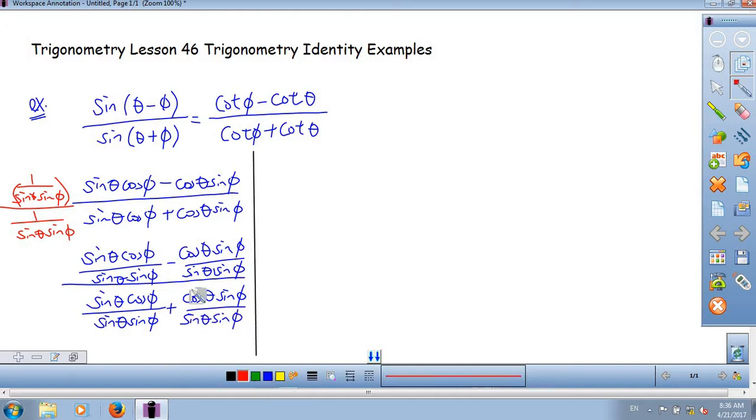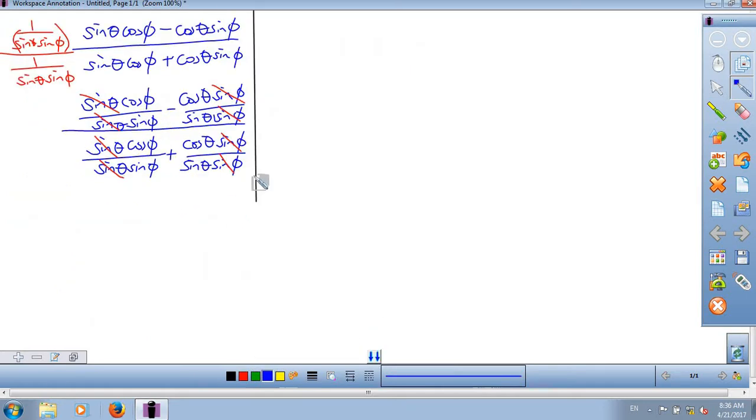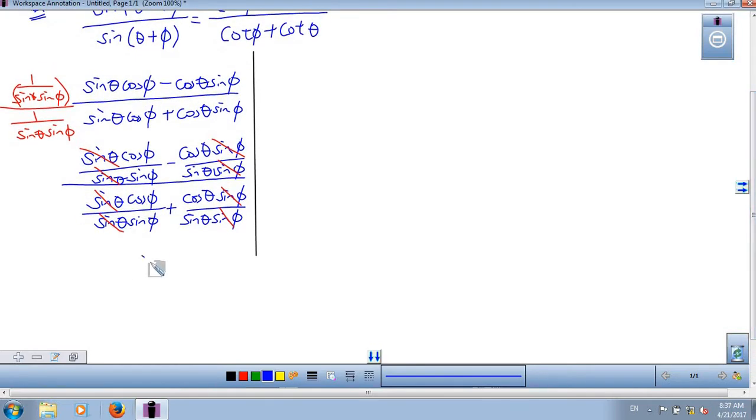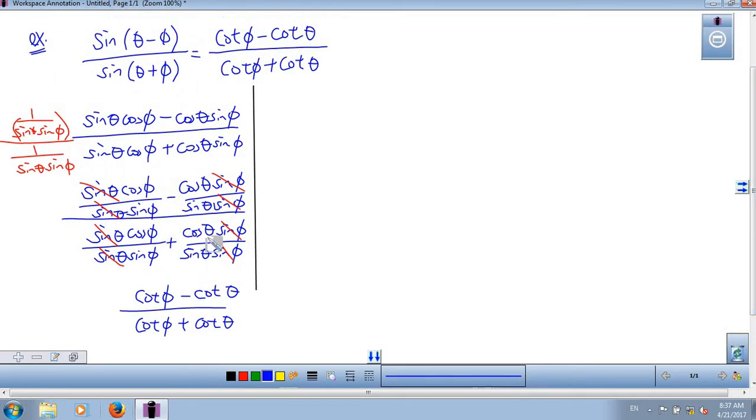Alright, so now we can take a look at what we can cancel out. As you can see, the sine theta here in this part cancels out, the sine phi here cancels out, sine theta here cancels out. On the last fraction here, sine phi cancels out. And as we can see, cosine divided by sine is equal to cotangent, right? So we can simplify them into cotangent phi minus cotangent theta divided by cotangent phi plus cotangent theta. So there we go. We proved the left hand side and the right hand side are equal.